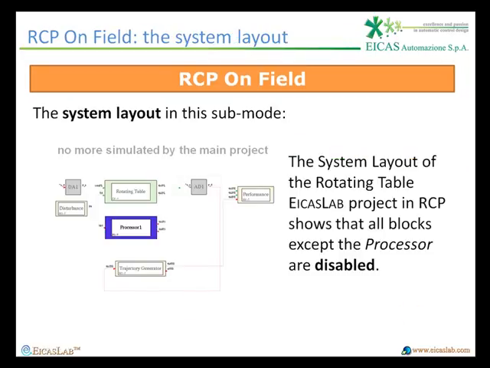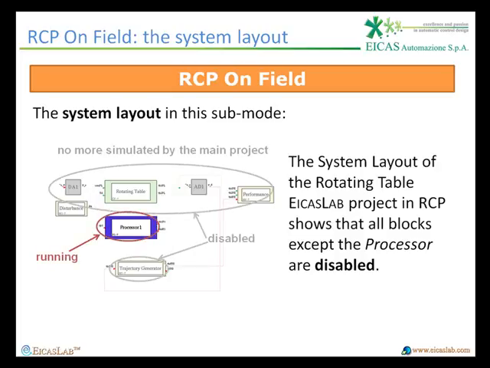In RCP On Field, the project containing the control pilots the plant. So, in the system layout of the project, all the blocks except the processor are disabled. The processor block contains the control function and the interface blocks for communicating with the plant emulator.